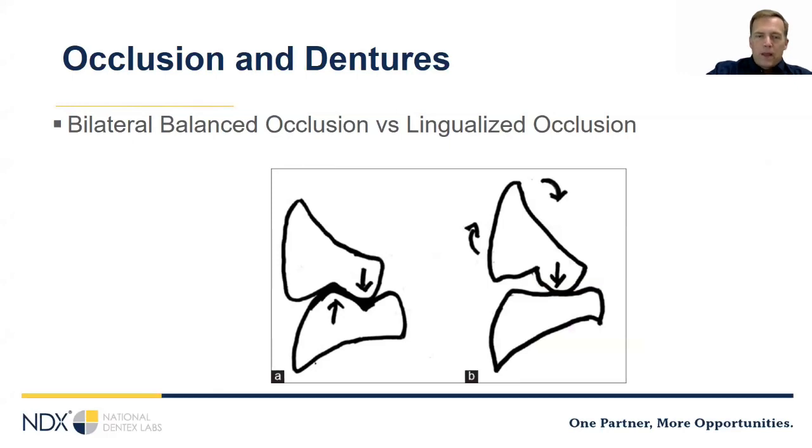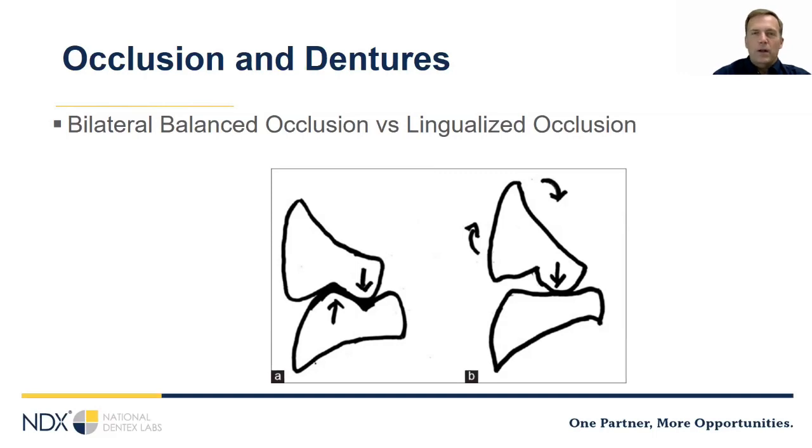So, as I'm sure you guys know, this is not going to be news to you, that occlusion on dentures has been a little bit of a controversial subject. Historically, I would say bilateral balanced occlusion, in which all the posterior teeth contact on cusp ridges in all possible movements, has been seen as the gold standard of denture occlusion. The problem with this is it's very difficult to achieve in real life.